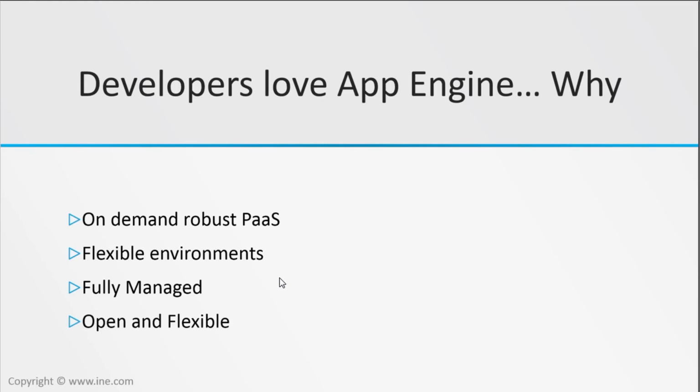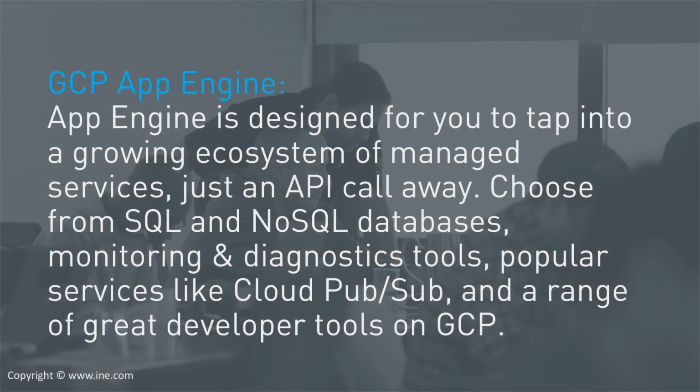Lastly, it's open and flexible. Again, a lot of flexibility on how you deploy your services. The code you can deploy is, pretty much whatever open source you want in most cases when it comes to mobile and cloud solutions. Google App Engine is designed for you to tap into a growing ecosystem of managed services, and it's essentially just an API call away. You could choose from SQL and NoSQL databases, monitoring and diagnostic tools, popular services like Cloud PubSub, and a range of great developer tools are on GCP. Let's get started.